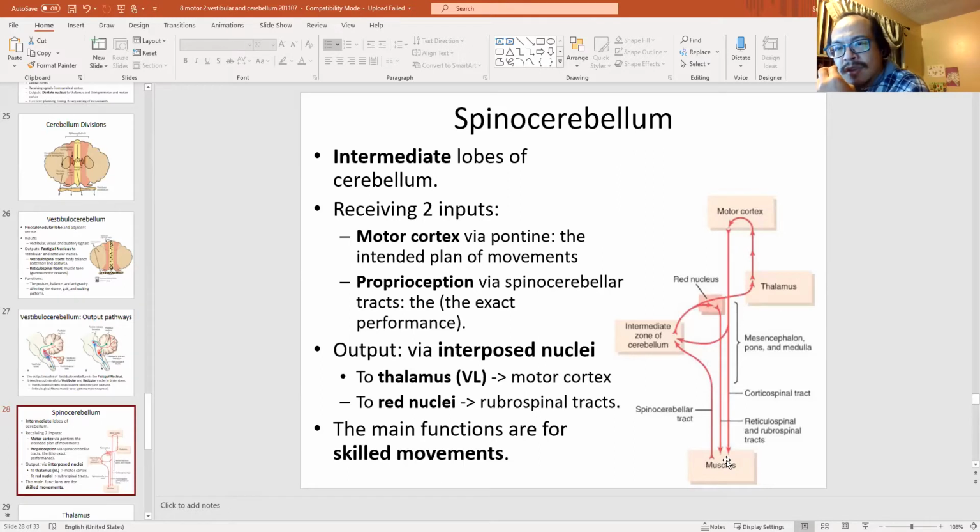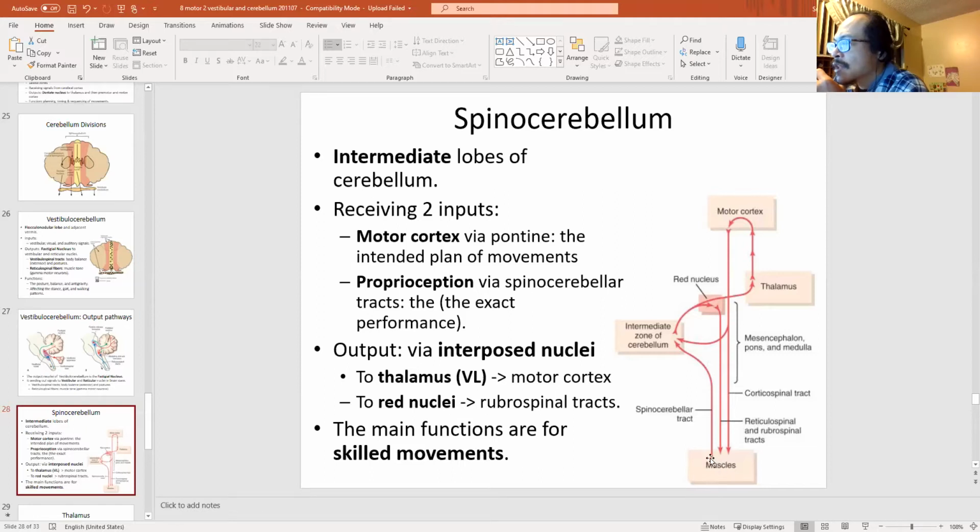The rubrospinal tract, what is its function? It is for the flexor, for fine movement, right? And so its function is to conduct skilled movement. So what are their inputs? One input is from the muscle, through the spinocerebellar tracts. This is the proprioception. Another input is from the motor cortex. So there are two inputs: the motor cortex via the pontine nuclei into the intermediate zone of the cerebellum.